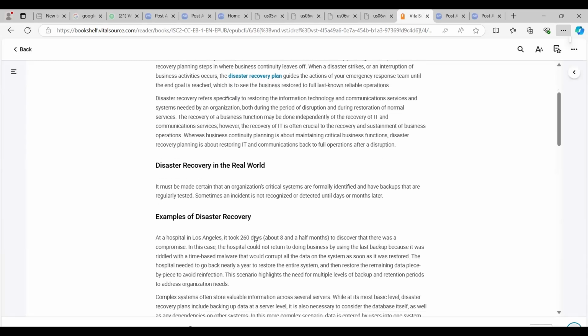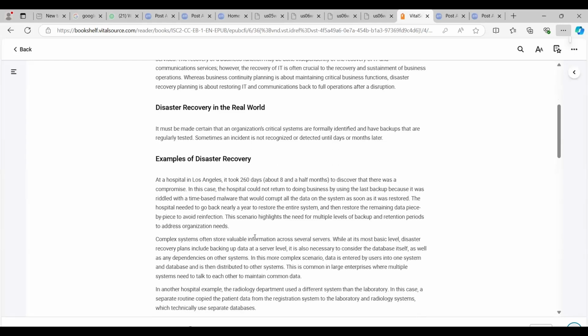Disaster recovery refers specifically to restoring the information technology and communication services and systems needed by an organization, both during the period of disruption and during the restoration of normal services. The recovery of a business function may be done independently of the recovery of IT and communication services. However, the recovery of IT is often crucial to the recovery of business operations, whereas business continuity planning is about maintaining critical business functions. Disaster recovery planning is about restoring IT and communications back to full operation after a disruption.